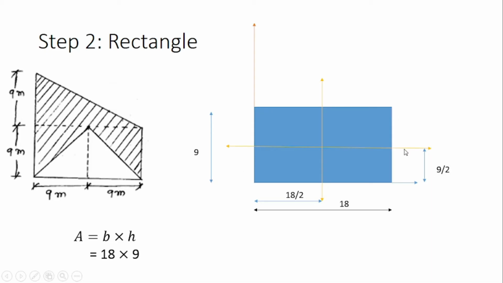Now we'll find out the area of this rectangle. As we know, to calculate the centroid, finding the area, x bar and y bar are very important. That's why we'll first start with the area. Area is equal to base into height. So it is 18 into 9 meter square.